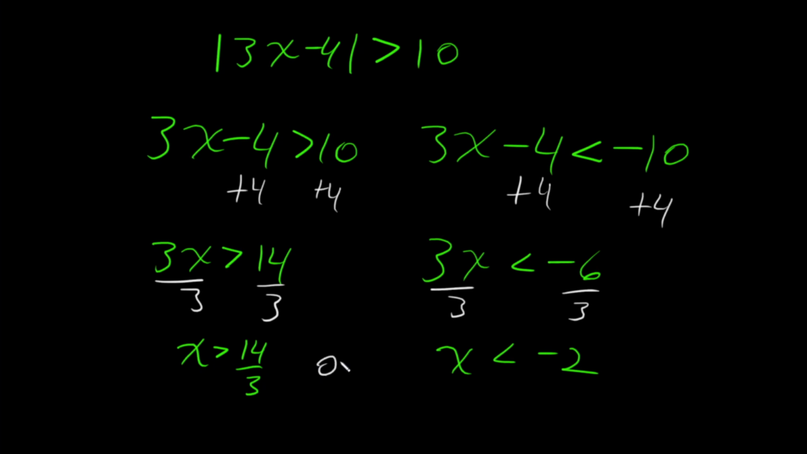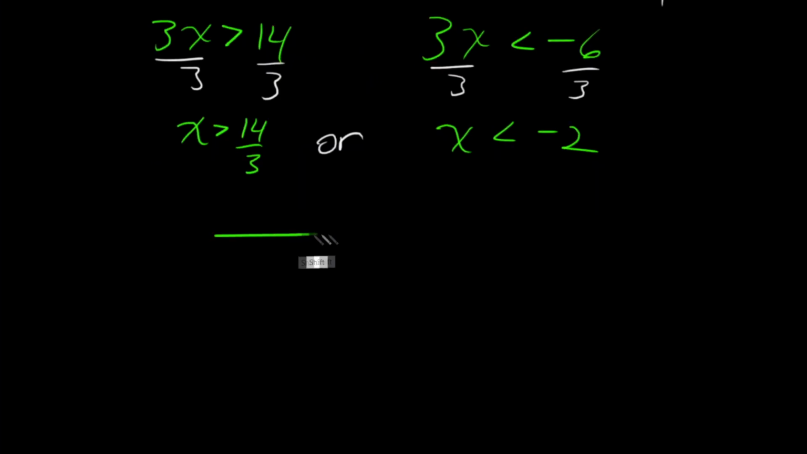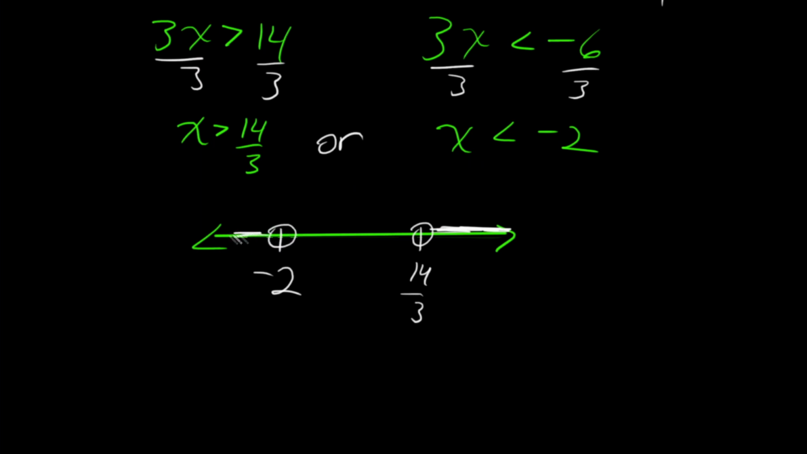We know this should be an OR statement because after we isolated the absolute value, we still had a greater than sign. So let's plot this on the number line to prove that's true. We'll put 14 thirds over here and negative 2 to the left. X is greater than 14 thirds. We'll need an open circle and shade to the right. X is less than negative 2. Open circle and shade to the left.